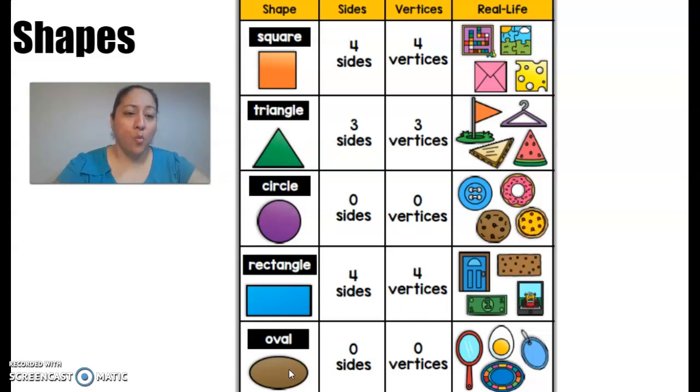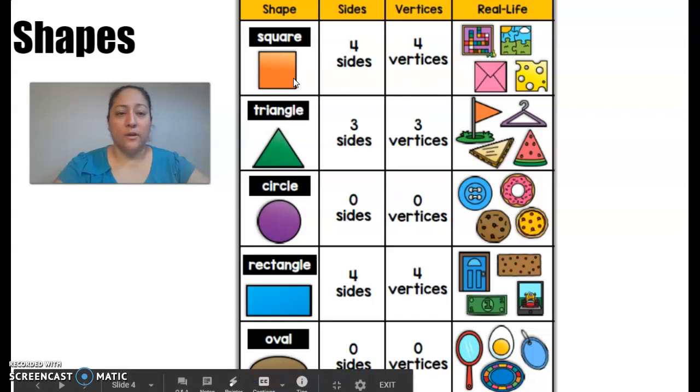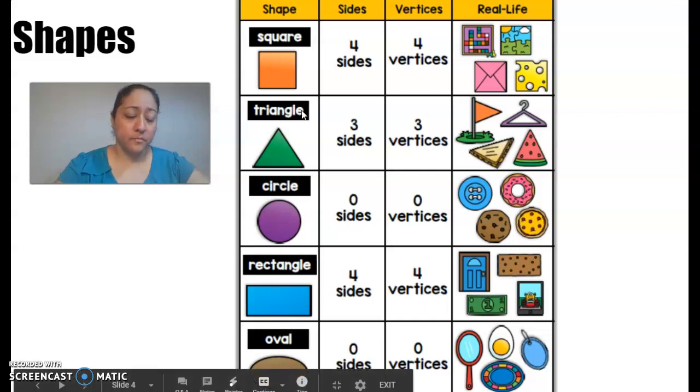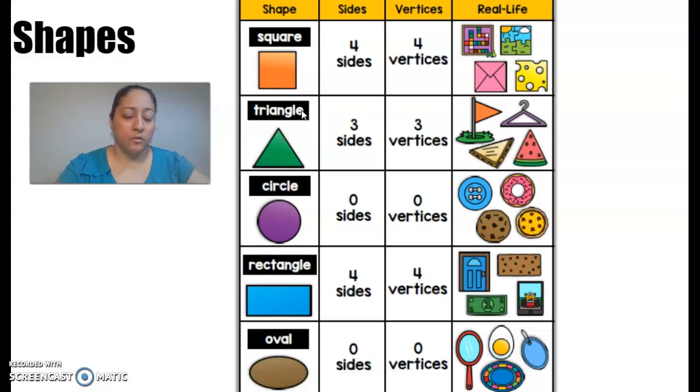So now that we reviewed the names of the shapes and how many sides and vertices, for your homework today, I want you to draw your favorite shape. So if you like the square a lot, or the triangle, or the circle, or the rectangle, or the oval, you can draw it. And if you have scissors at home, you can also practice using your scissors, and you can cut them. You can tell mom to help you hold the scissors the right way.